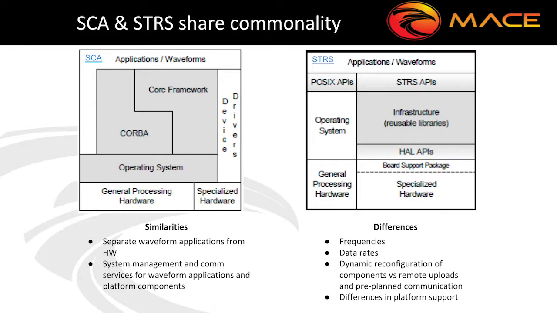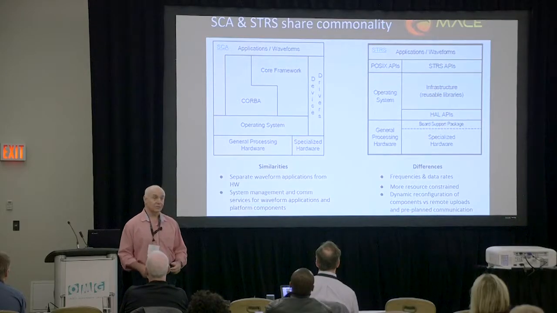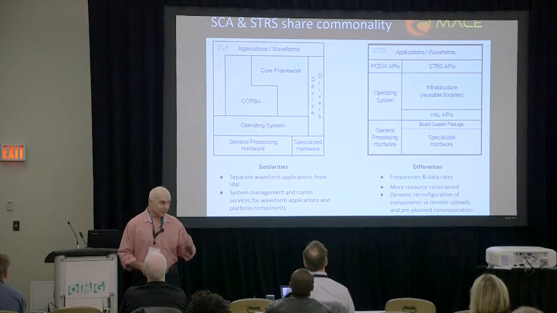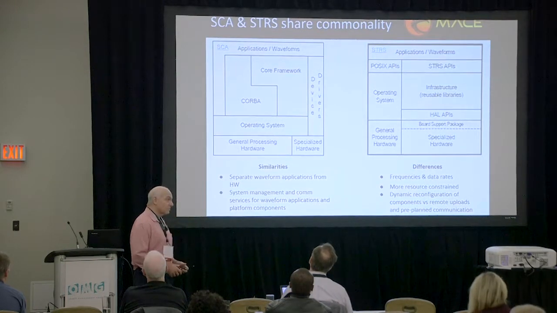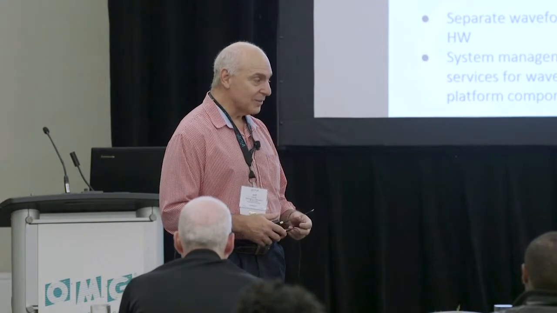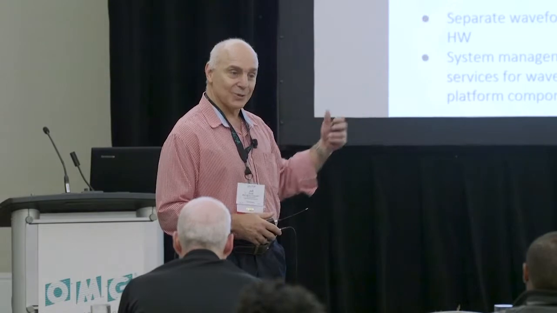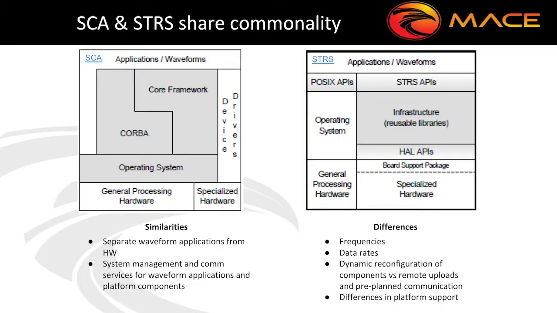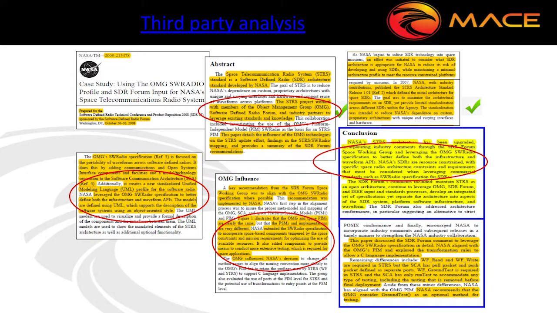On the left, you have the SCA, an architectural portrayal of the thing that we were updating. On the right is the STRS. So there's a lot of similarities. They want waveform interoperability as well. They want platform independence as well. They want the same kind of system management and communication services, such as application factories and resource factories. And then there are some differences. Frequencies and data rates change. And as you can imagine, the whole deployment and configuration of components is a lot different when you're communicating with satellites than when you're communicating with radios. Yet, to us, it's just a platform difference, a reconfiguration difference.